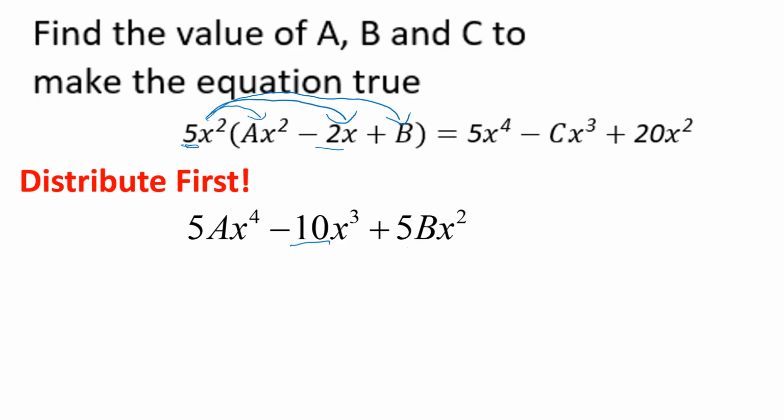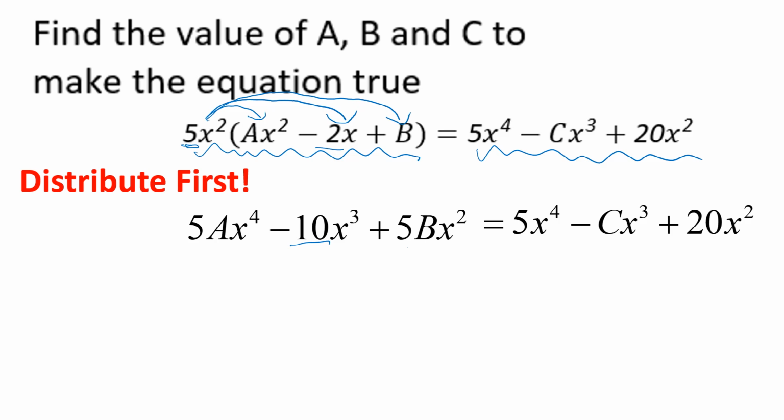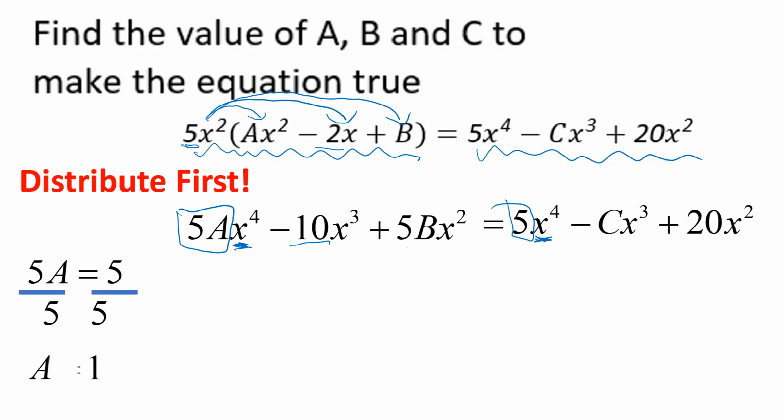But I know that this side of the equation has to equal this side of the equation, so I'm going to set those equal. Well, because I've set them equal, I know the stuff in front of the x to the 4th on both sides of the equation has to be the same. So I know that 5a has to equal 5, otherwise these expressions will not equal each other. So if I know that 5a has to equal 5, I can solve for a, and I know a has to be 1.